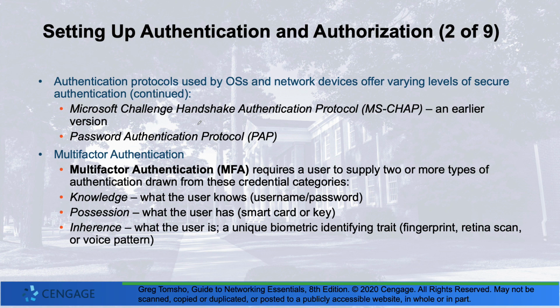So it needs to be one credential from different categories, from two different categories. So it might be a fingerprint scan and a card. That would be a strong authentication. Or it might be a fingerprint scan and a PIN number. That would also count as strong because they're from two different categories.